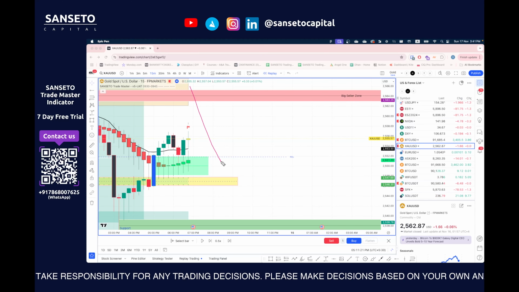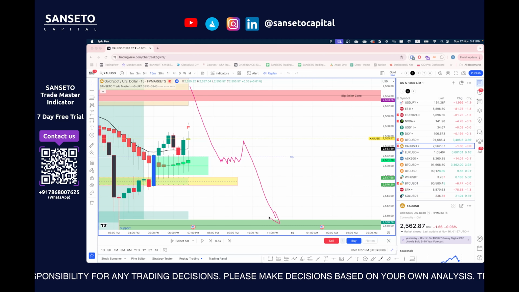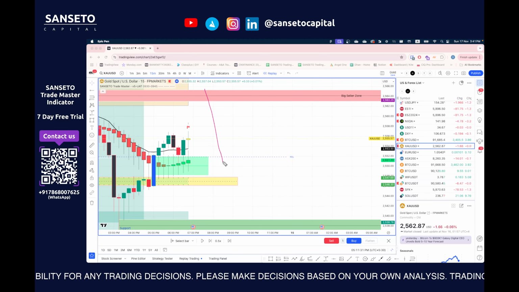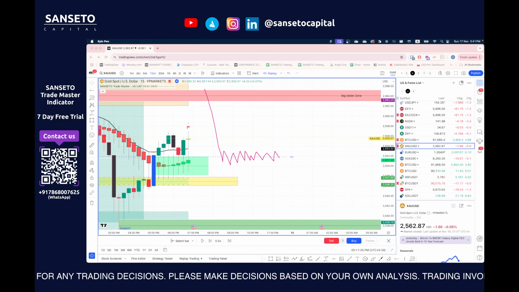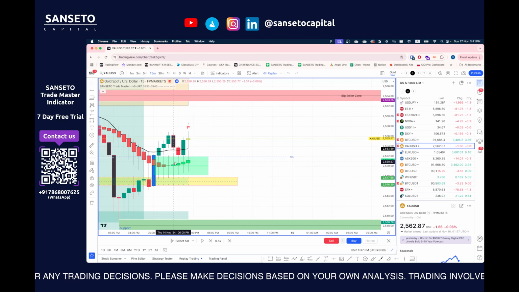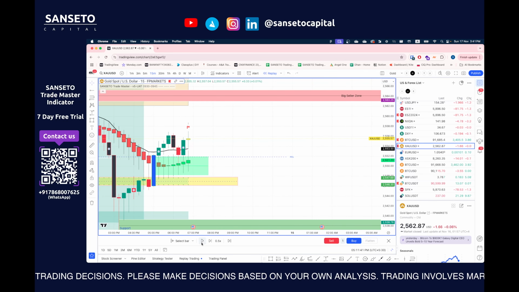Scenario number two, there is a correction. The market is consolidating. It can take a pullback and it goes in the same direction. This is the second scenario. The third scenario, the market is coming down and it is consolidating, it's not moving at all. So this is the third scenario. As soon as you see these candles, you will be exiting the trade.